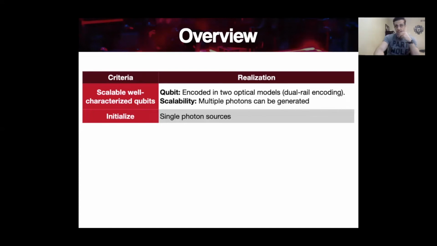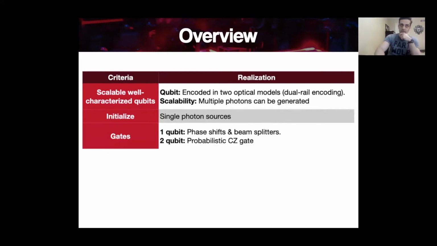So initialization, it just goes right: the photon's produced and enters the rail, so nothing extra we need to do there. The gates we'll have to look at. So we have one qubit gates and two qubit gates, and we'll see how these are done with phase shifters and beam splitters. And then we'll get to the heart of linear optics quantum computing, LOQC, and that's the two qubit gate.